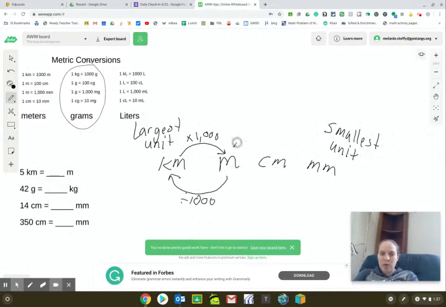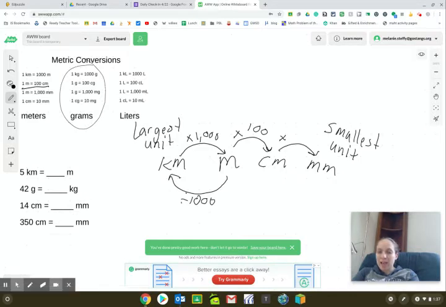Anytime I'm going from the larger unit to the smaller unit, I'm going to use multiplication. So I'm going to start by putting my multiplication signs there. From meters to centimeters, well, each meter, if you go back up here, is equal to 100 centimeters. So I would multiply by 100.